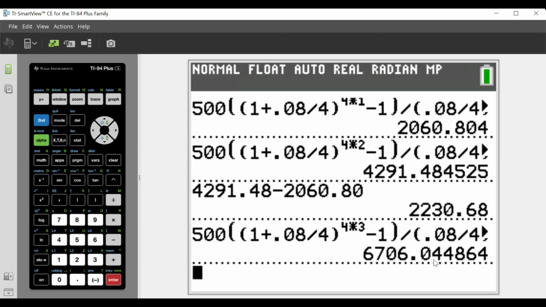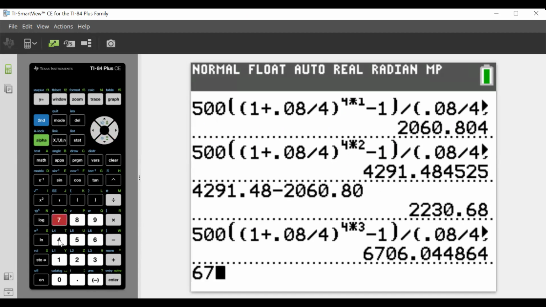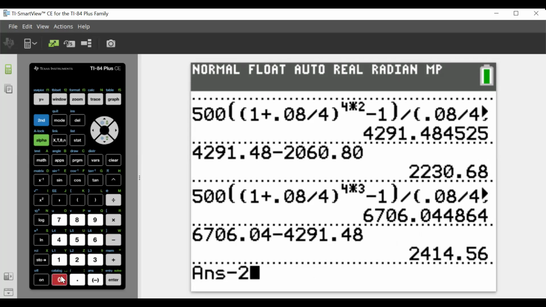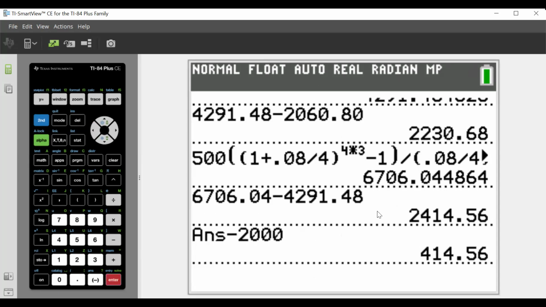Now if we take that number and subtract off the second one, so we'll take 6706.04 minus 4291.48. That's how much was earned for that third year. And if we subtract off our 2,000, oops, not 20,000, we get our 414.56.